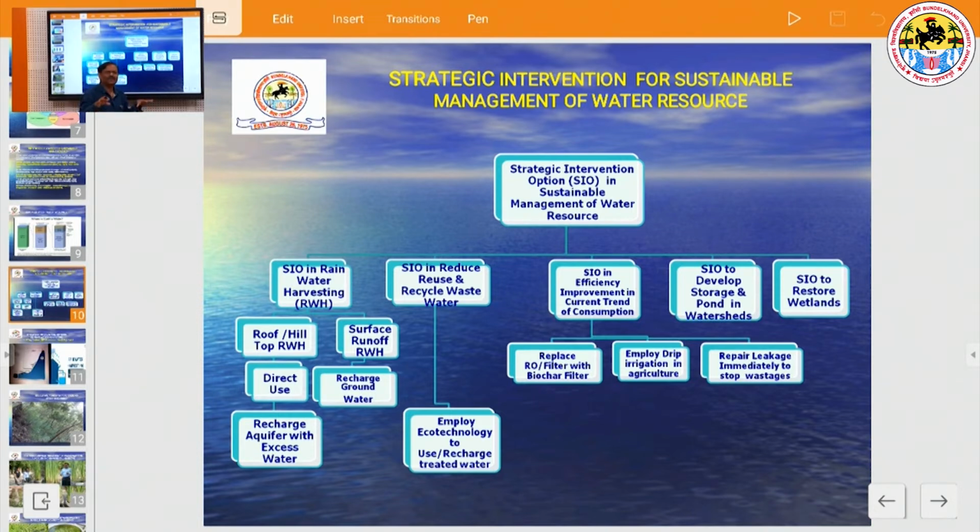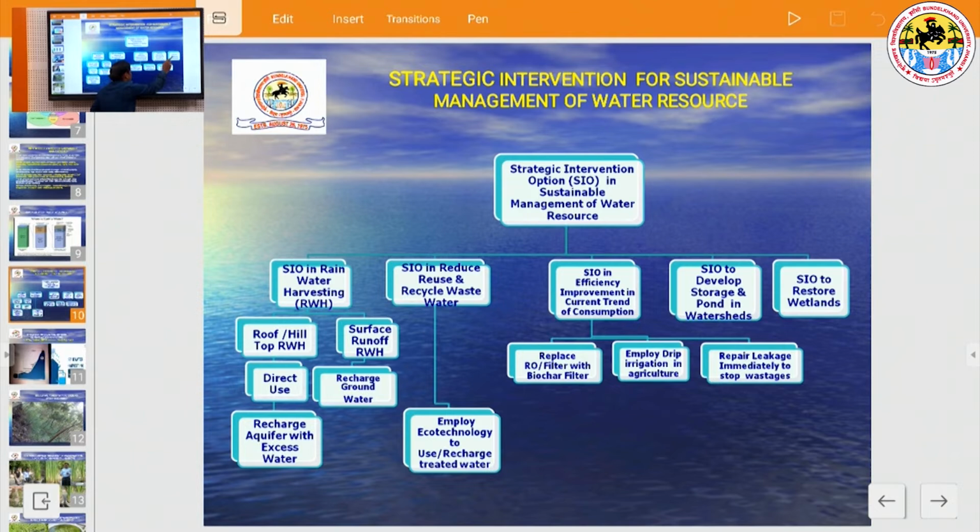Every force has to be used to immediately repair that wastage if it is going on anywhere. Now, develop storage ponds in watersheds. You may ask, what is a watershed? A watershed is the area where water falls, and the area in between, before it enters large water bodies, is called a watershed. They are also an important part of the management of water.